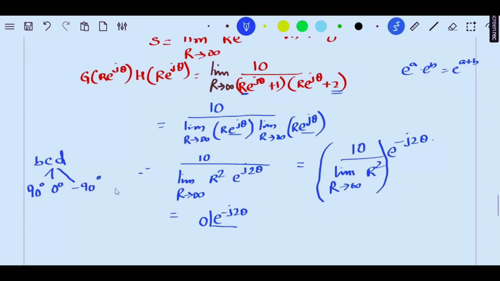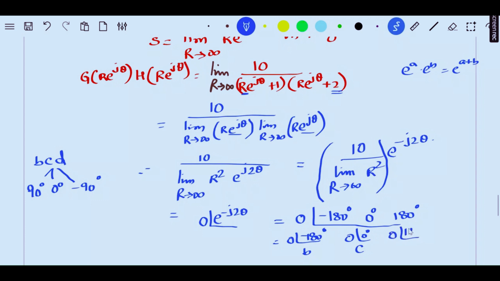If I substitute that, this term will become 0 at an angle e power minus j2 theta. When theta is 90 degree, the angle becomes minus 180 degree. Why? Because 2 into 90 is 180 and negative is there. When theta equals 0, angle is 0 degree. When theta equals minus 90, it is minus of 2 into minus 90, which is plus 180 degree. It means that 0 at an angle minus 180 degree is the magnitude and phase at B, 0 at 0 degree is at C, and 0 at an angle 180 degree is at D.